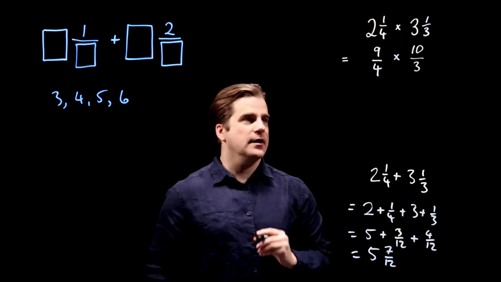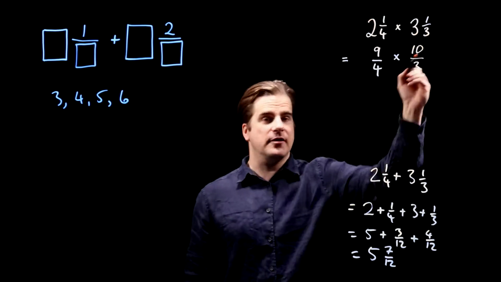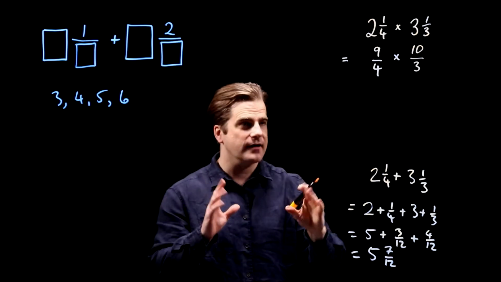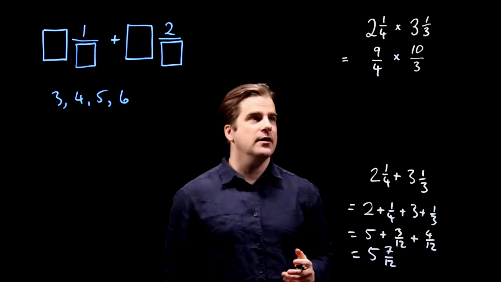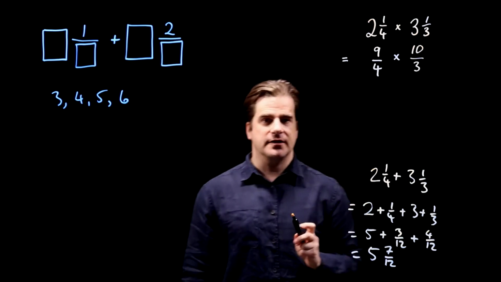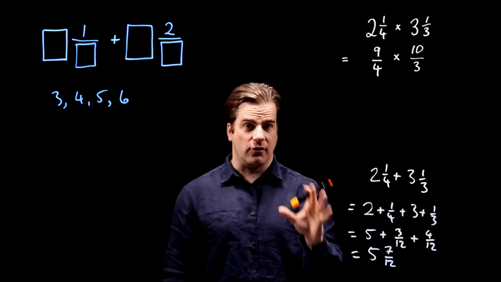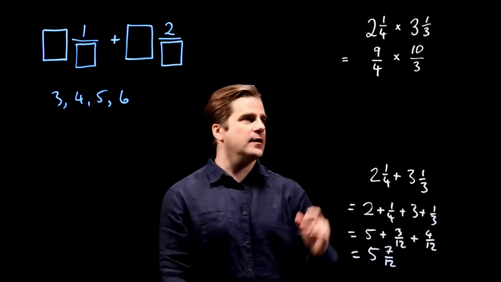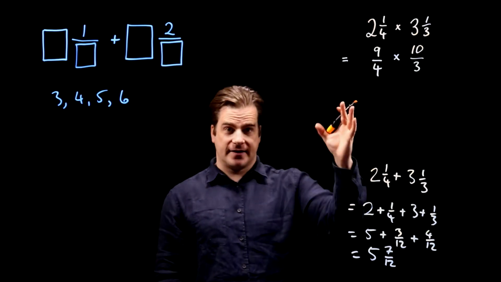Okay? Now, before you dive straight into the multiplication and do 9 times 10 over 4 times 3, that's correct, but I can make your life a lot simpler. When you have a multiplication of fractions, always check for cross-cancelling first, okay? It makes your life so much easier. Can we cross-cancel? Yes, we can.